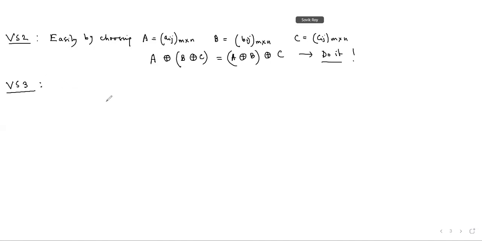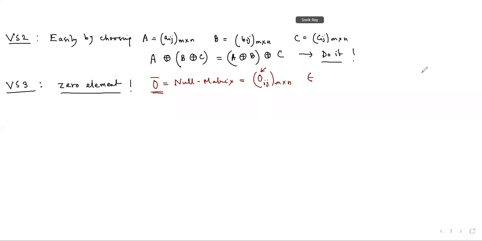VS3. In VS3, we need to check the additive identity. So we have to find a kind of zero element in the set of matrices which will satisfy the property. So what zero element can we find over there? We can find a zero matrix, which is actually called the null matrix. And we know that the zero matrix, the null matrix in short, can be denoted by 0ij M cross N. This zero is the number zero that has been chosen from the field of scalars, and this 0 bar is the matrix itself. So we know that this exists in M cross N F.